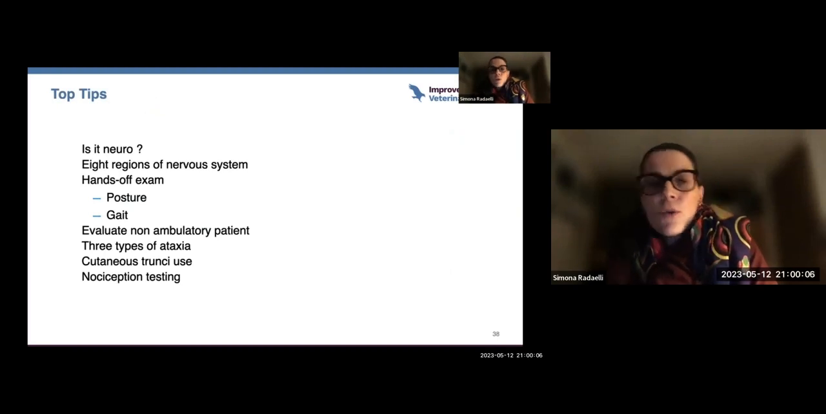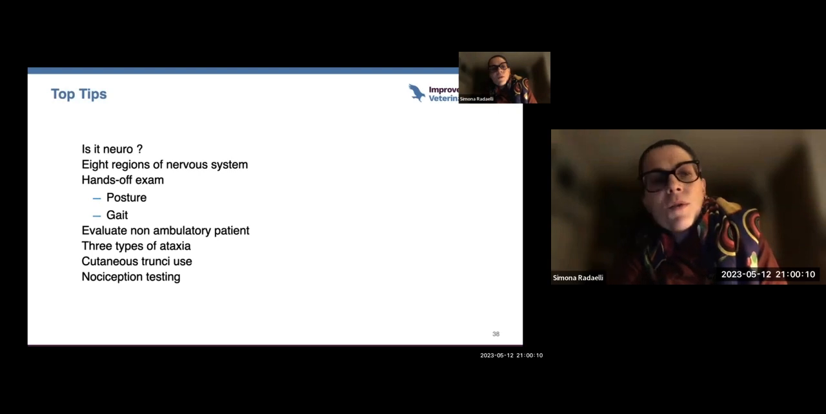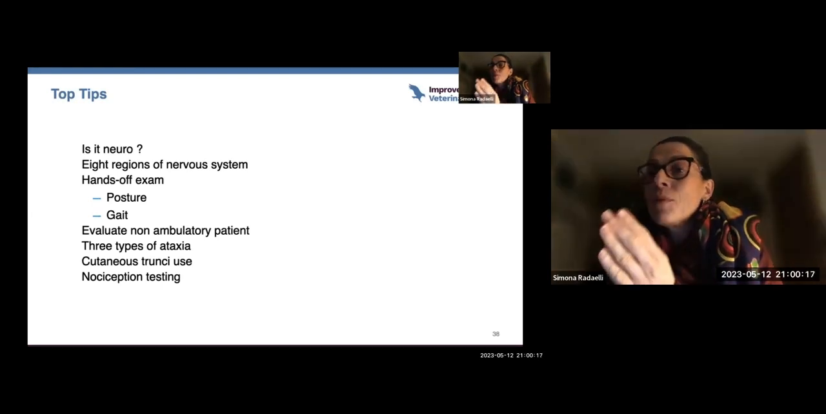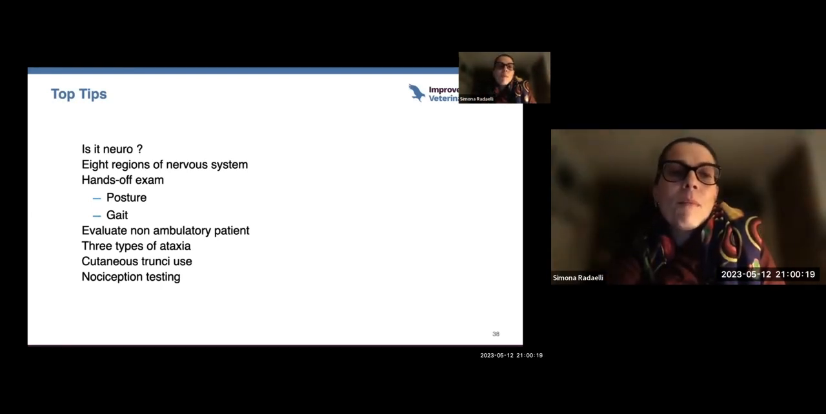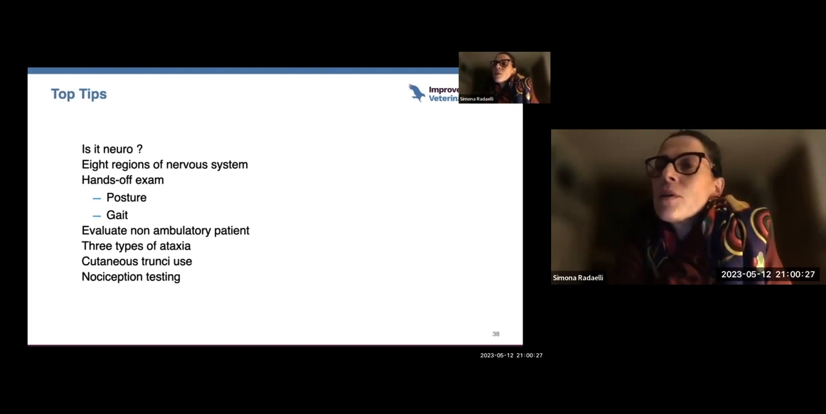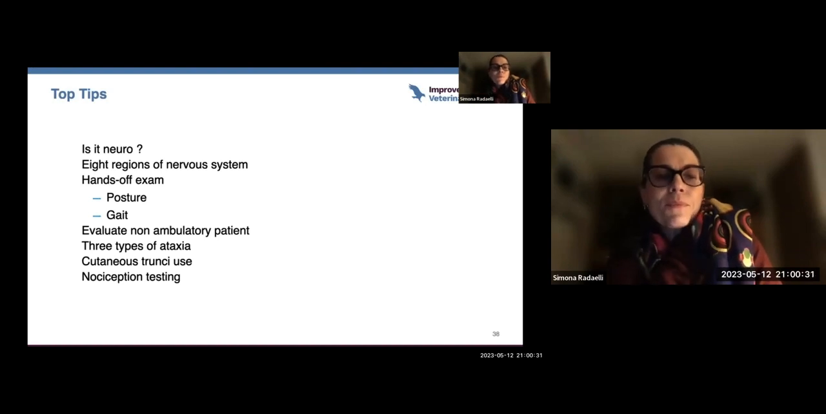So, in conclusion, top tips. First of all, we need to understand whether the problem is neurological. Remember to divide more or less the nervous system in 8 regions that will help you narrow down the problem. Give importance to hands-off examination, posture and gait, that you can already assess when the animal is in the waiting room and is walking with the owner in the consult room with you.